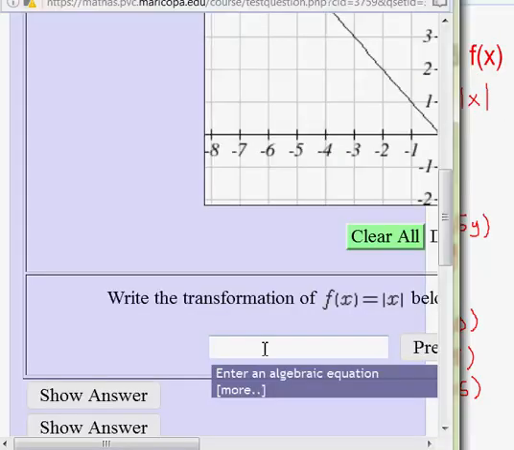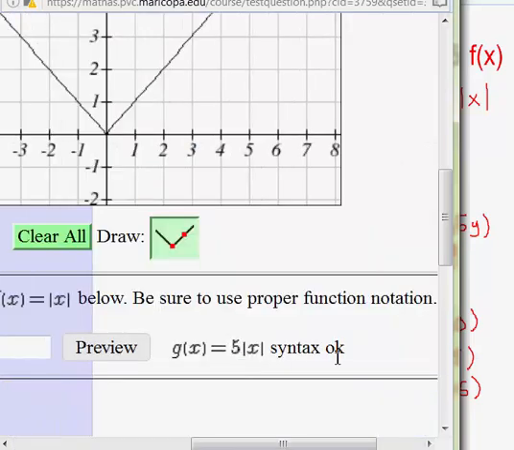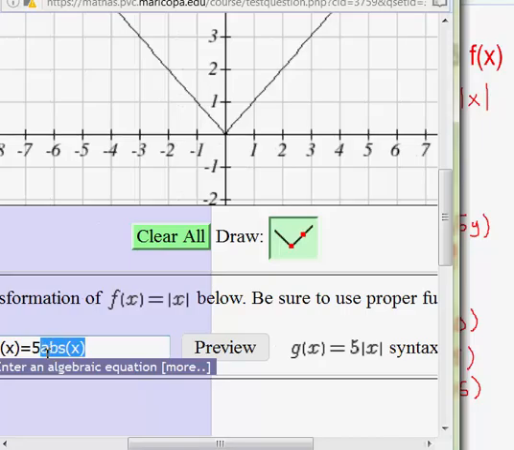So going back to the original question, click on the answer box. At the bottom of the question, be sure to use function notation: g of x is equal to 5 times the absolute value of x, and you can get that just by writing abs, parentheses x. You can click preview to see not only is the syntax okay, but the syntax that I chose to write does indeed give me the absolute value symbols here.